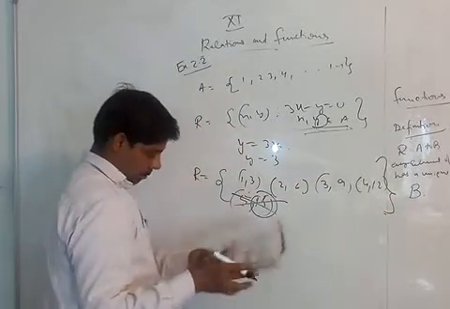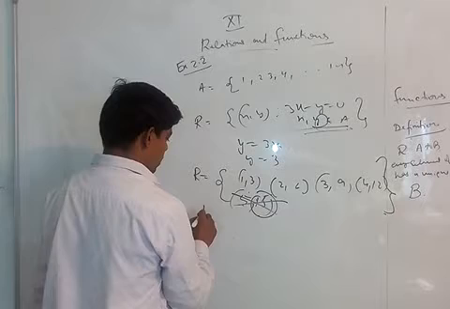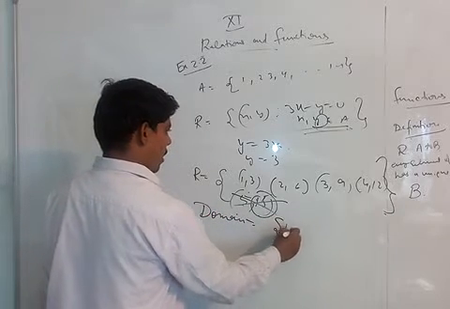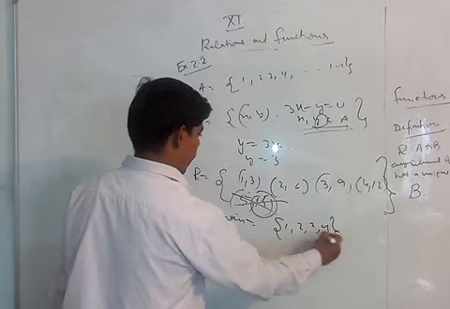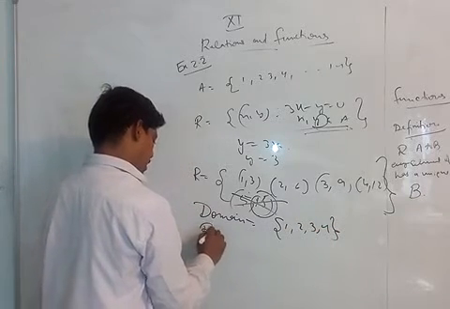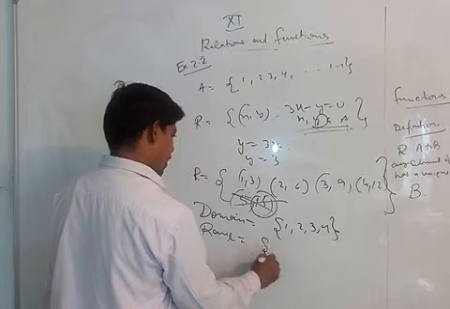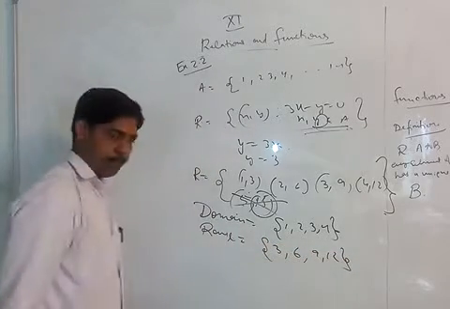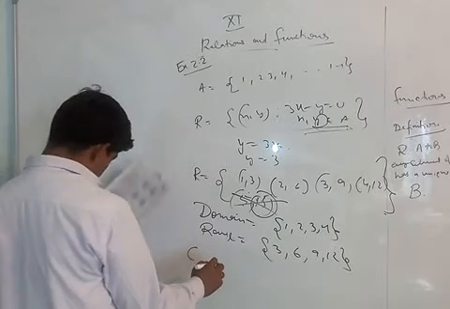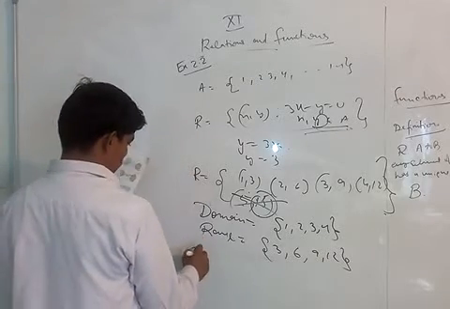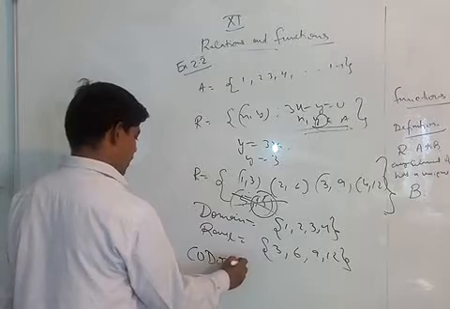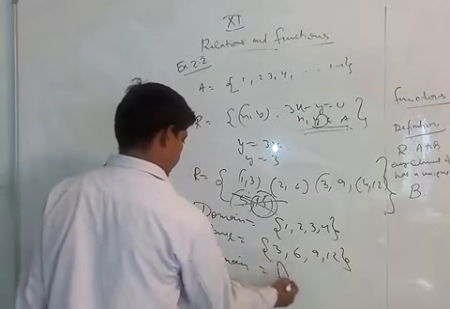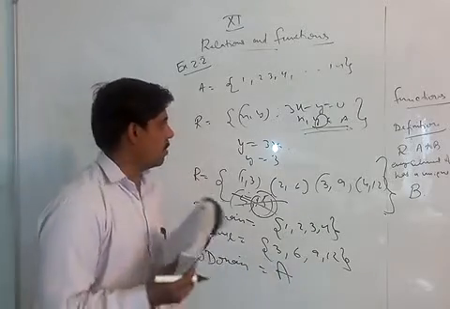Then it has been asked to find the domain. Domain is the first element, so it will be 1, 2, 3, 4. This is the domain. Range is the second element: 3, 6, 9, 12. And codomain will always be the whole set, because it is A to A. Relation R is defined from A to A, so codomain is set A itself. So this is how we do the first question.